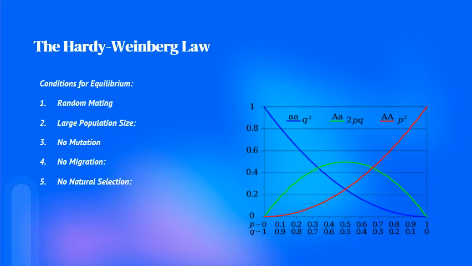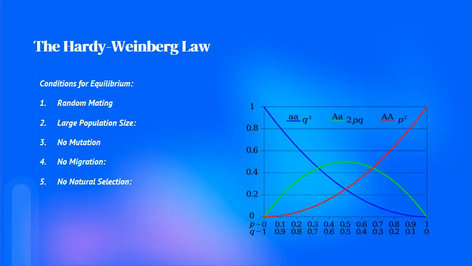So let's talk more about the conditions for the Hardy-Weinberg equilibrium. Number one would be random mating. Individuals in the population mate randomly with respect to their genotype. This means that there is no preferential mating based on genotype. Number 2 would be a large population size. The population is sufficiently large so that genetic drift is negligible. In small populations, genetic drift can have a significant impact.